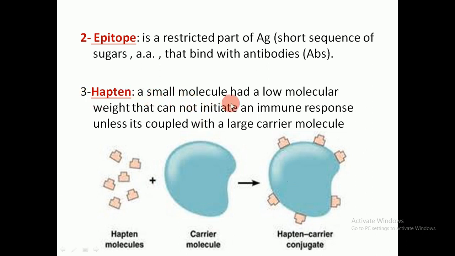A hapten is a small molecule with a low molecular weight that cannot initiate an immune response unless it is coupled with a large carrier molecule. So this hapten does not stimulate the immune system unless it is coupled with a large carrier molecule. The hapten attached to the carrier is called a hapten-carrier conjugate, and this leads to stimulation of the immune system.